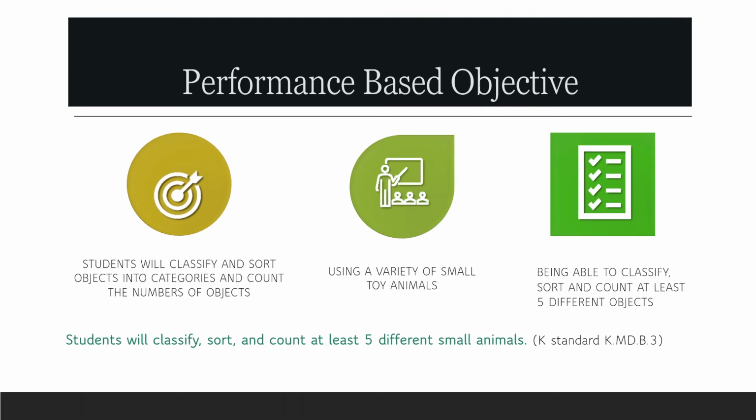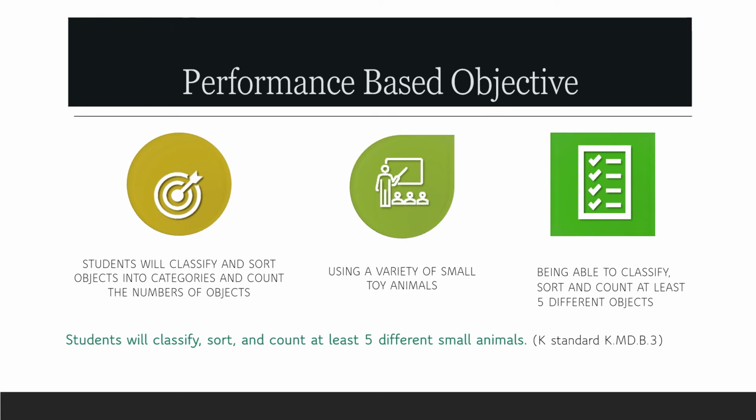Let's try another one. This is going to be kindergarten. And the standard is about classifying, sorting, and counting. So our target behavior will be: students will classify and sort objects into categories and count the number of objects. So once they sort them, then they're going to count. We're going to use a variety of small toy animals: farm animals, zoo animals, sea animals, dinosaurs. They're going to classify and sort them first. And then they're going to count: how many dinosaurs do you have? How many sea creatures do you have?